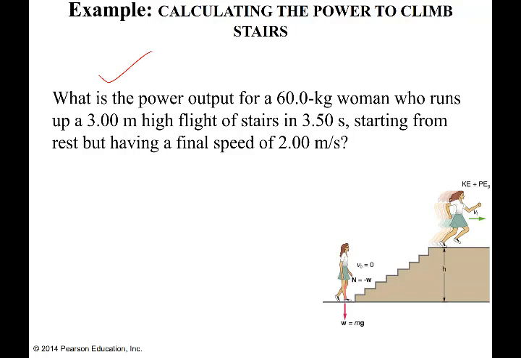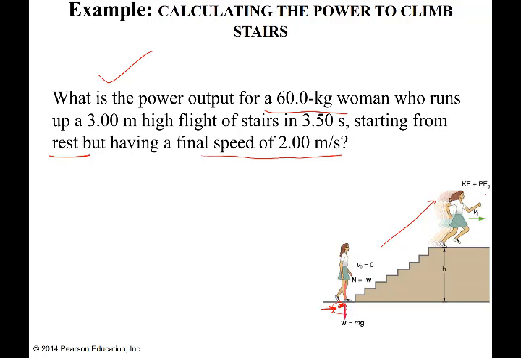So for this example, let us calculate as if we are actually doing it. What is the power output for a 60 kg woman who runs up a 3-meter high flight of stairs in 3.50 seconds, starting from rest but having a final speed of 2 meters per second? When we are standing at the bottom of the stairs, your potential energy is zero, and your kinetic energy is also zero. But when you go all the way up, your potential energy is increasing, and you're also running, so you must be having kinetic energy as well.